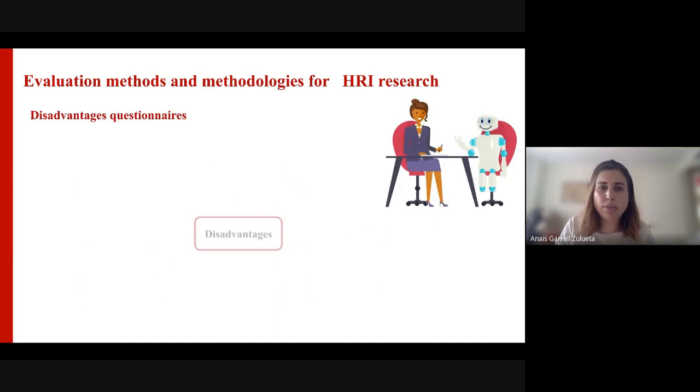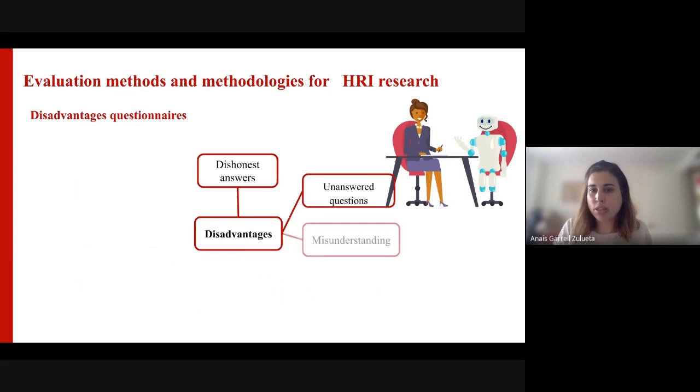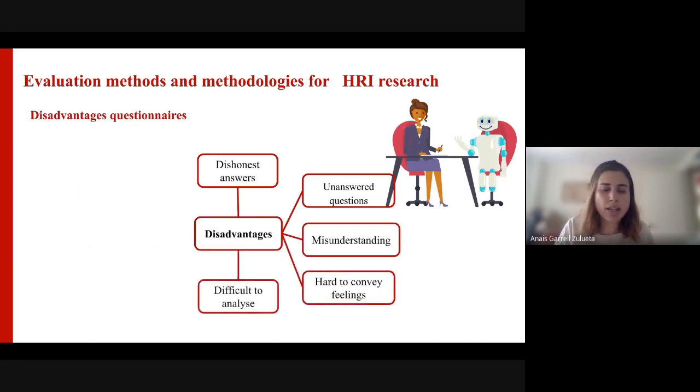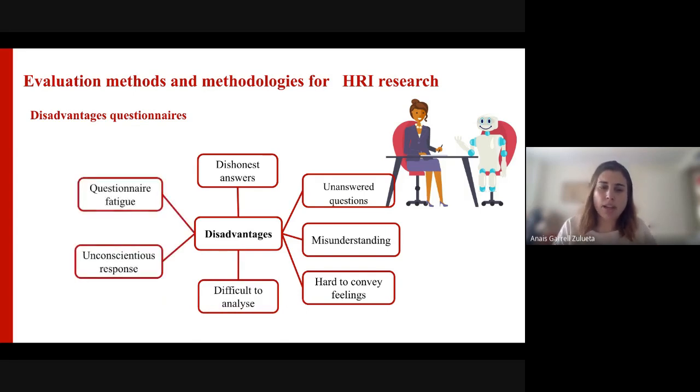Some disadvantages. We can have dishonest answers. We saw that maybe the participant wants to answer what they believe the researchers expect from them, so we don't get honest answers. We can have unanswered questions, misunderstanding of the questions, difficulty conveying feelings. They are sometimes difficult to analyze, and responses can be inconsistent. And we have what I said, the questionnaire fatigue. If the questionnaire is very long, people will just answer randomly.